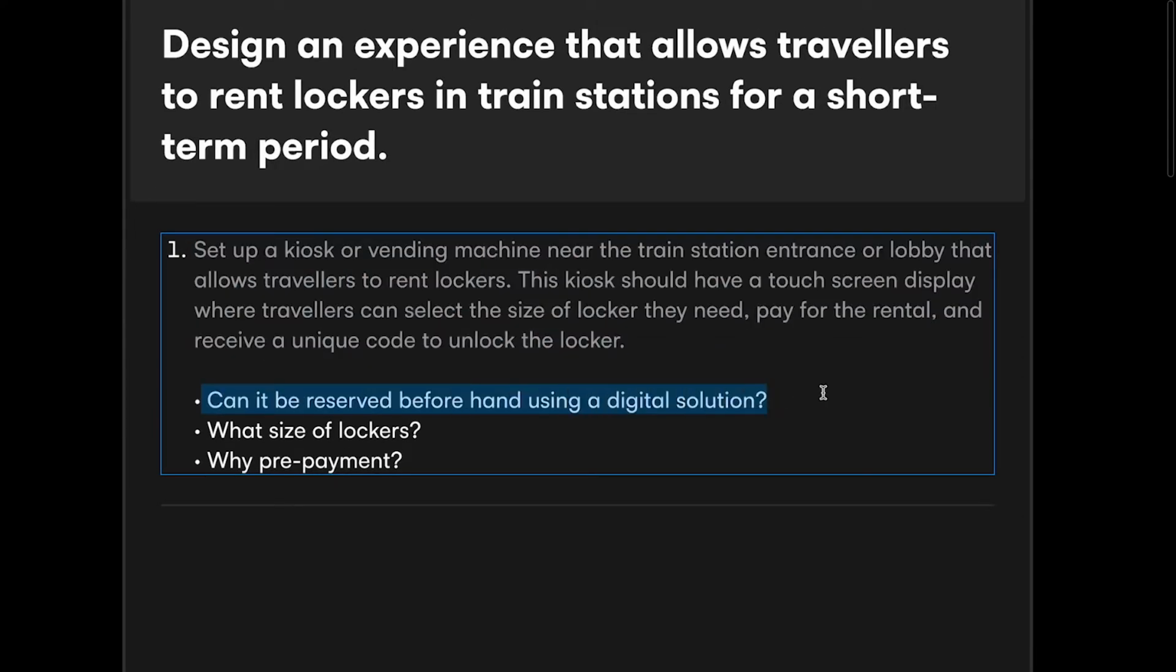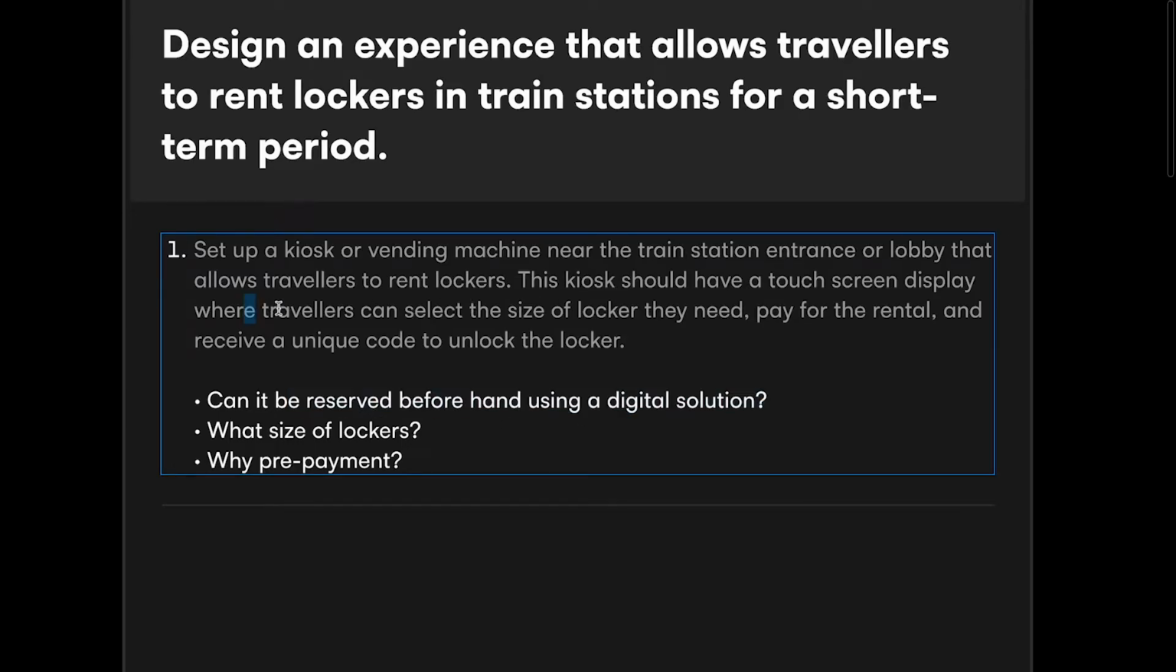Can it be reserved beforehand using a digital solution, right? Because I'm assuming that there's going to be a lot of rush and people will have to stand in queues at a kiosk, which is going to waste time, right? So can it be reserved beforehand using a digital solution? Now, I don't know what the answer is, right? But we're just asking questions, right?